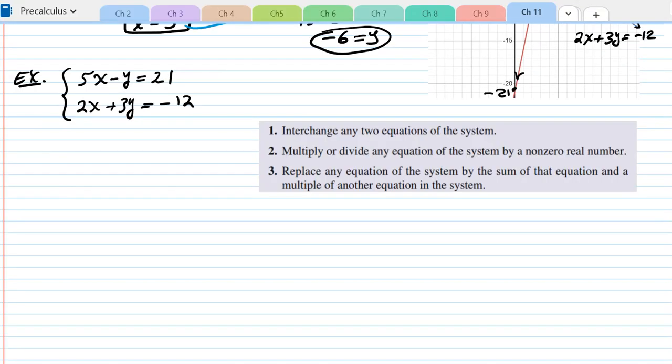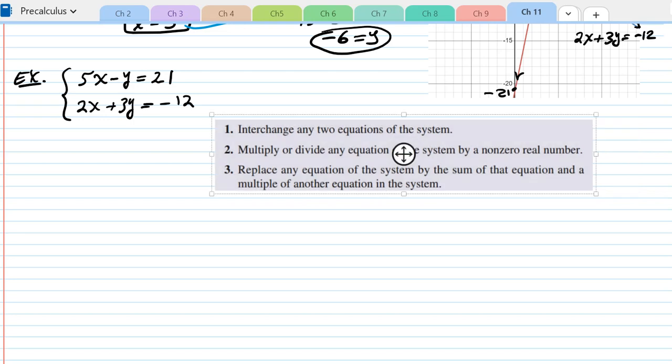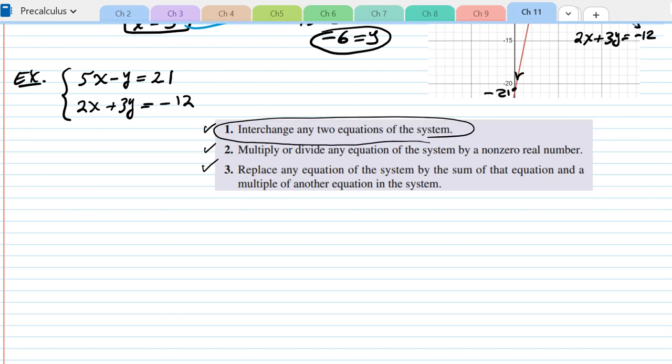Okay, to use the elimination method, we have a set of rules by which we can go. These 3 rules that you see are called the elementary operations on systems. Anytime we have a system of equations, we can create what we call equivalent systems of equations by doing any one of these 3 things. For example, I could interchange any 2 equations in the system. Interchanging equations is just like writing the second equation first and the first equation second. That's really not going to change the system, or the solution to the system, I should say.